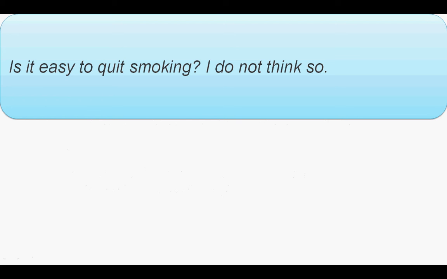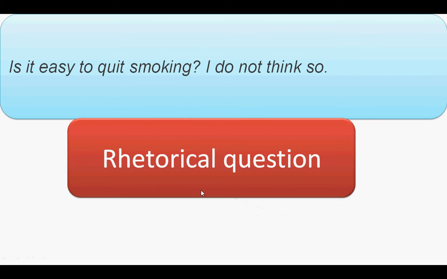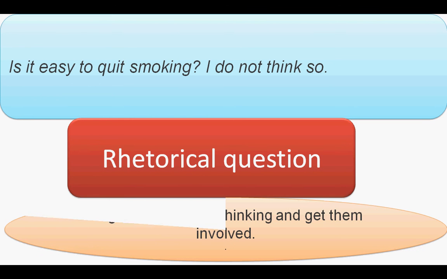Now, let's come to the practice part. Is it easy to quit smoking? I don't think so. What kind of persuasive technique is that? Think. As you can see here, this is the question mark. So this is a rhetorical question. Right. Excellent. Why does the writer use a rhetorical question in this text? In order to get the readers thinking and get them involved.